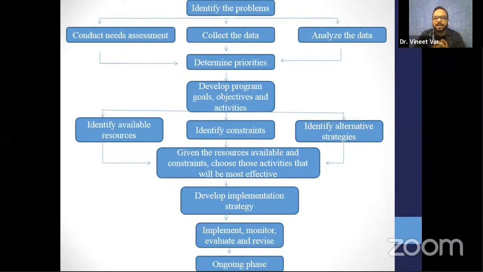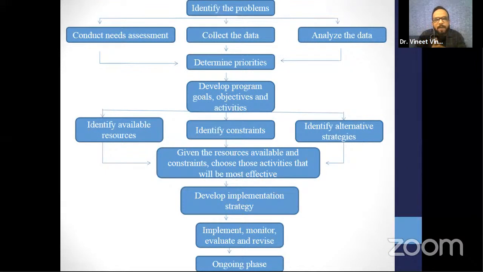Then you identify constraints. Constraint means what will happen if my father doesn't allow, or if my mom doesn't allow. Okay, what will be my alternate strategy then? So I have to request my mom, I have to plead with my mom, and mom is going to convince my dad, all those things. That is our alternate strategies. So till here, you have to identify available resources, you have to identify constraints, and you have to identify alternate strategies.